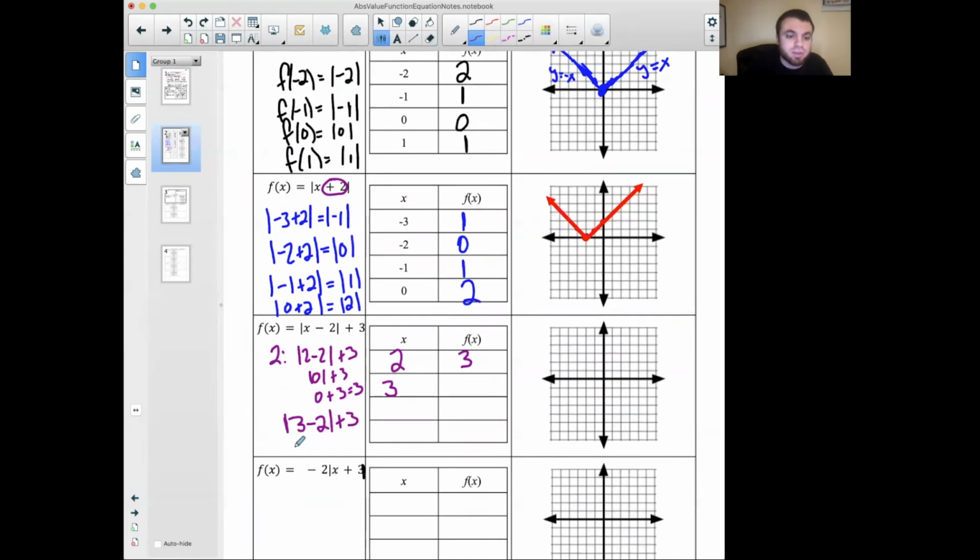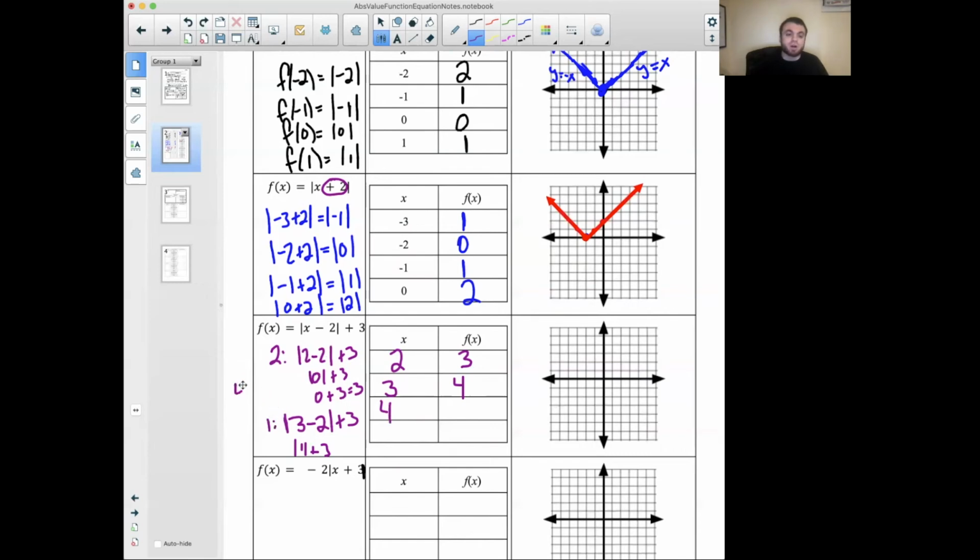All right, absolute value of 1 plus 3. The absolute value of 1 is 1. 1 plus 3 is 4. Okay, so we have 3, 4. Where can we go from there? Well, let's try 4. Again, not that we want to be going 1, 2, 3, 4, but 4 gives you a nice number in the bar.